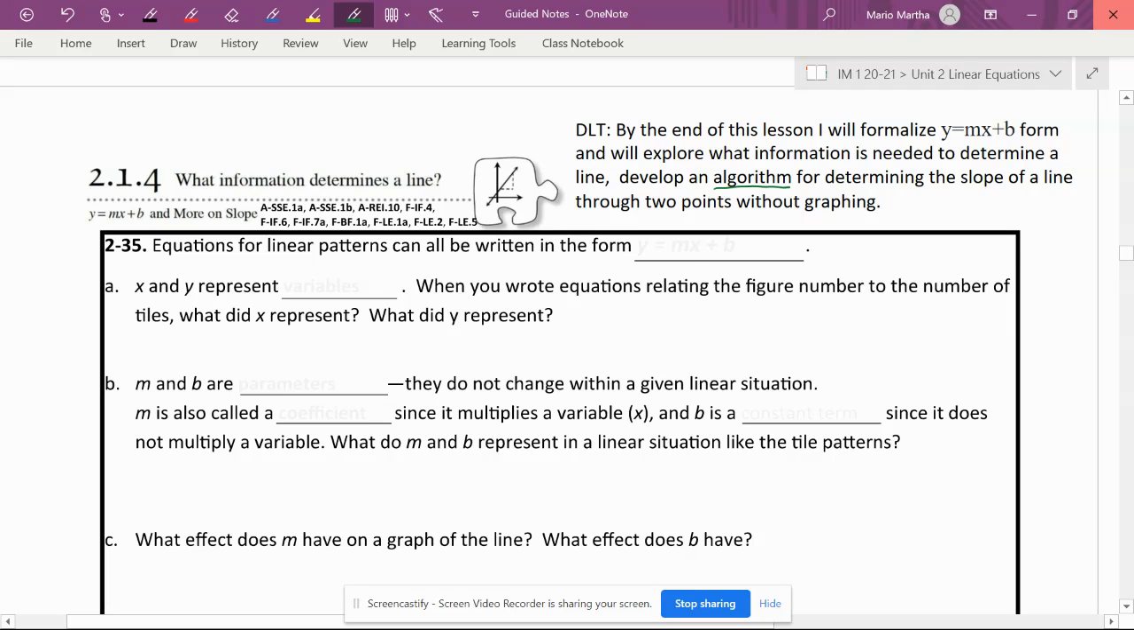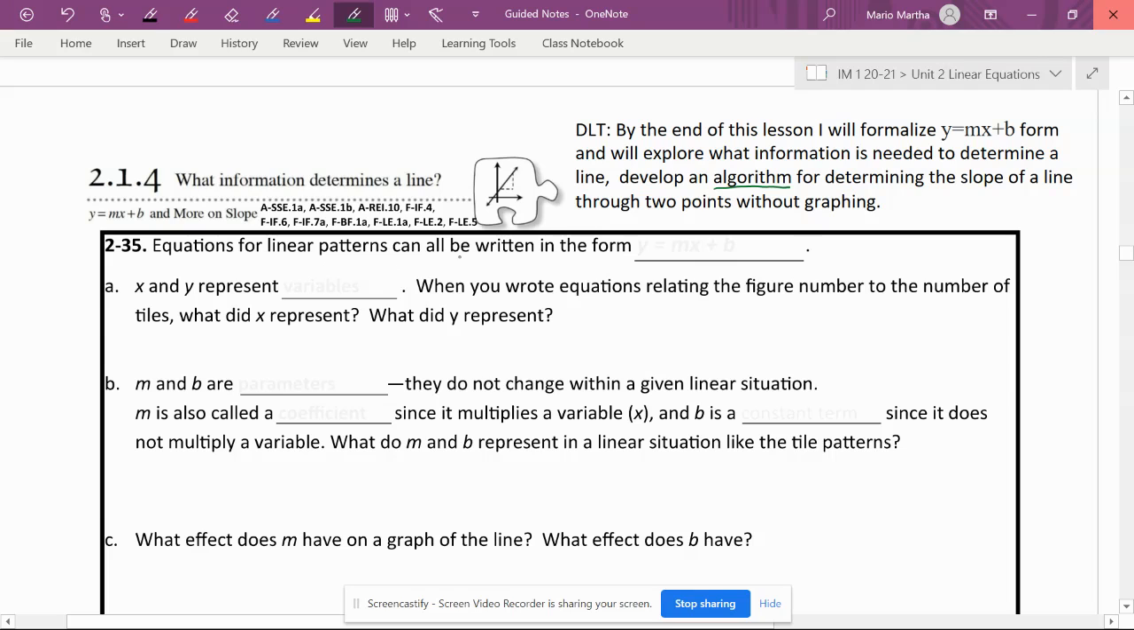So you guys have already been looking at different types of ways that we can represent a line. For example, we can have an equation, right? We can have a situation like the tile patterns and the figure number, right? That was a situation. Also, we were able to make graphs, and we were also able to make tables. So we're still going to be exploring what other types of things we can do with lines. And let's start off with question 235.